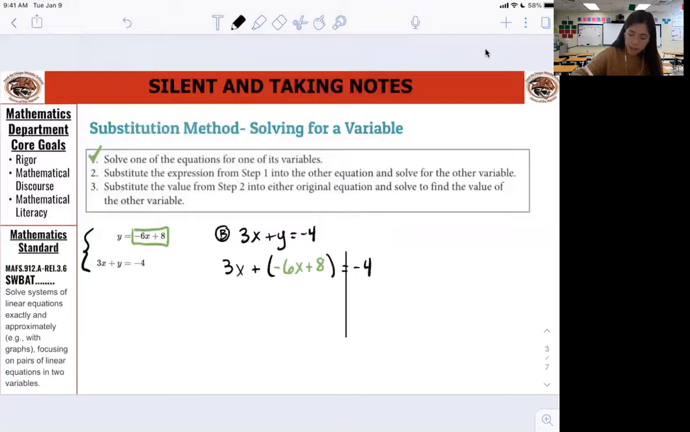Now, technically, this y had a 1 in front of it, which means there's a 1 right here in front of my parentheses. So I am distributing. It's just that I'm multiplying by 1, which doesn't really change any of the values. So I really just end up with 3x minus 6x plus 8 equals negative 4. Next, I'm going to combine like terms. I have 3x minus 6x. 3 minus 6 is negative 3. And I bring everything else down.